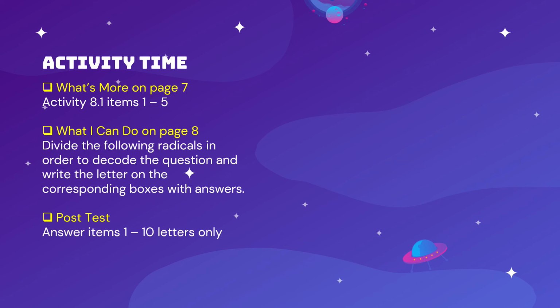For your activity, on page 7 of the module, you will answer Activity 8.1, items 1 to 5. Then on page 8, What I Can Do, divide the following radicals in order to decode the question given, and write the letter on the corresponding boxes with answers. You must solve all the items to decode the trivia. Then the post test: answer items 1 to 10, letters only. You need not write your solution for the post test. The solution required is in What's More and What I Can Do.